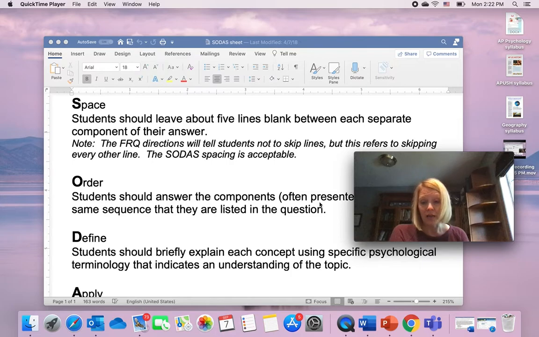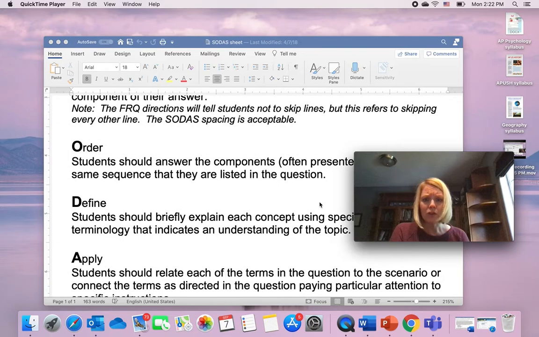You'll notice that on the exam, the FRQ directions will tell students not to skip lines, but that refers to skipping every other line. So if you were writing on paper on the lines, they don't want you to skip in between lines, but in between the bullet points is acceptable.